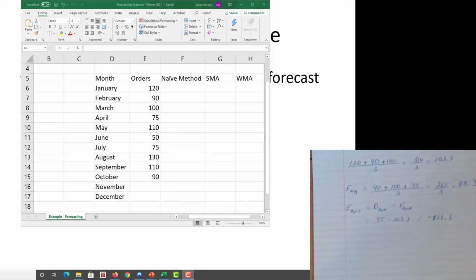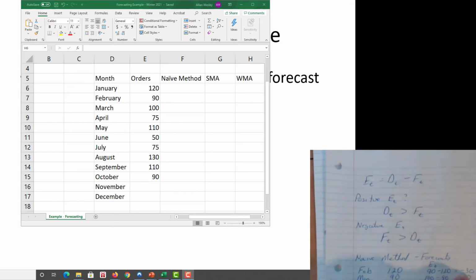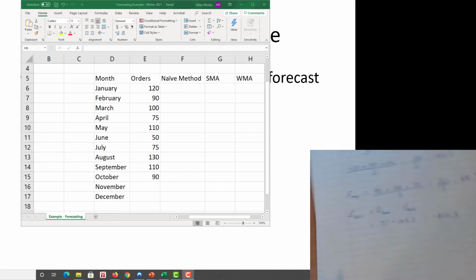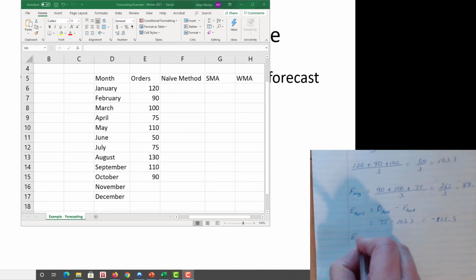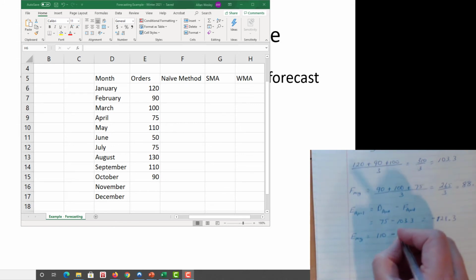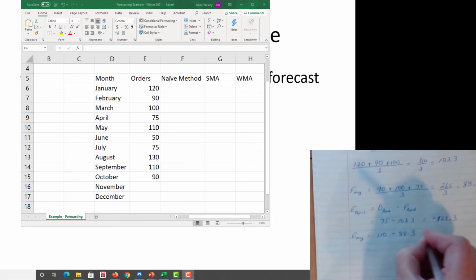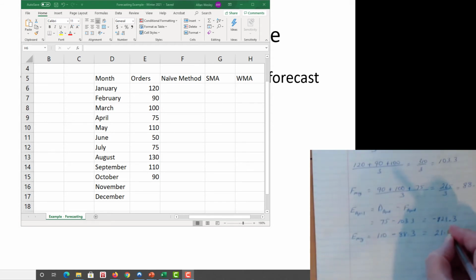Okay, so let's flip over to the backside here. Our error with the naive method was we were out by 30. With the simple moving average we're out by minus 28.3. It's better. Ain't that good, but better. How about the error for May? Error for May, we had the demand for May, which was 110, minus the forecast for May, which was 88.3. And we can punch that in real quickly, and out comes 21.7.